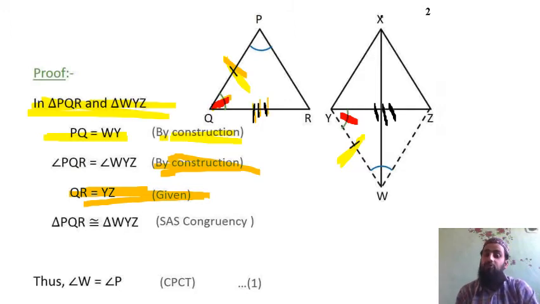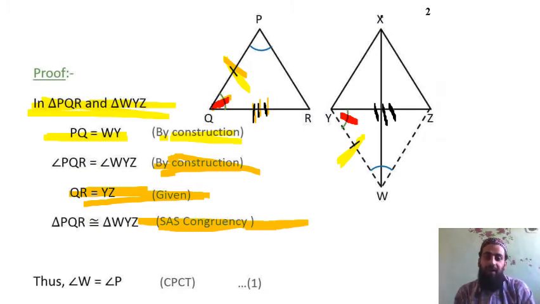In between the two triangles equal. And if in two triangles side angle side is equal, they are congruent by side angle side congruency. So this new triangle WYZ and PQR are now congruent to each other, exactly like copies of each other.